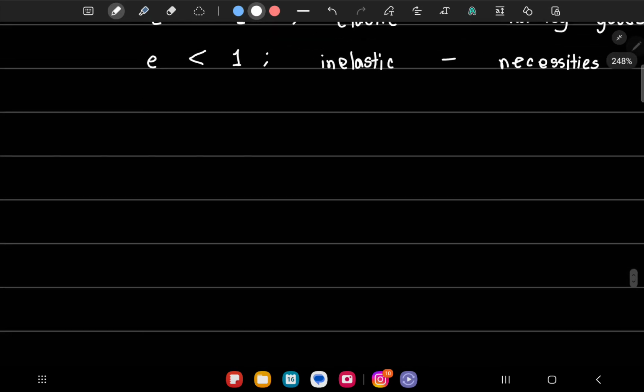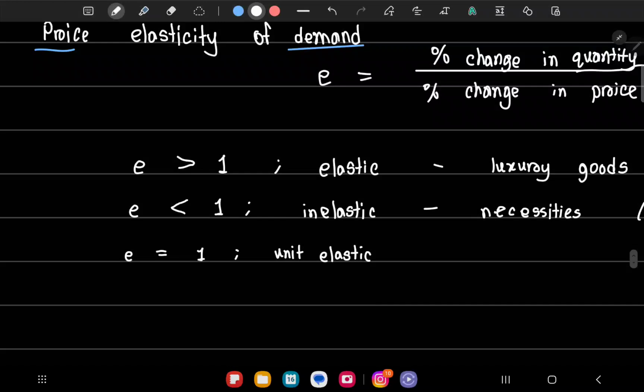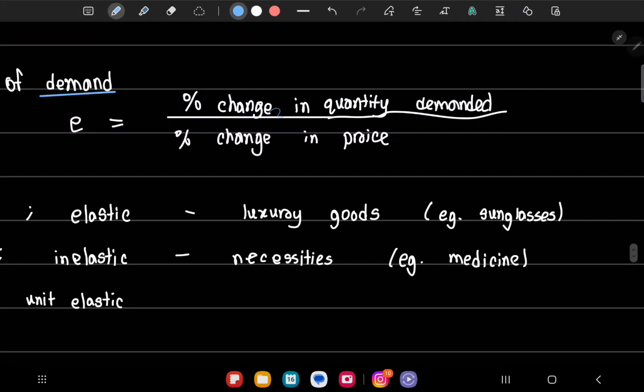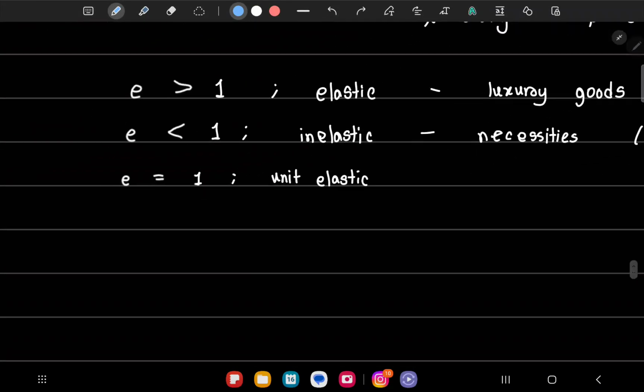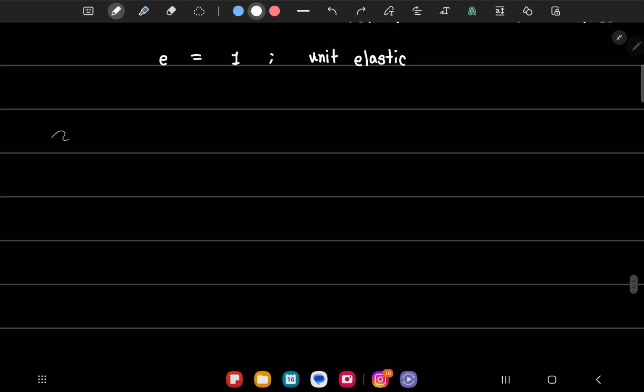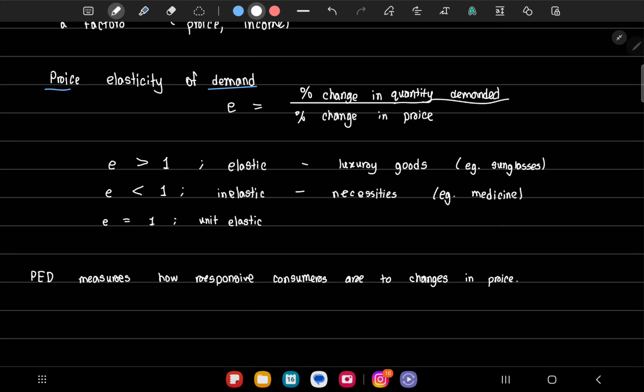And there's a special case: if the elasticity is exactly 1, it's called unit elastic. This is a special case and just happens when the percentage change in quantity demanded and in price are the same. Now the price elasticity of demand, which is written PED in short, measures how responsive consumers are to changes in price. Now this was the price elasticity of demand.